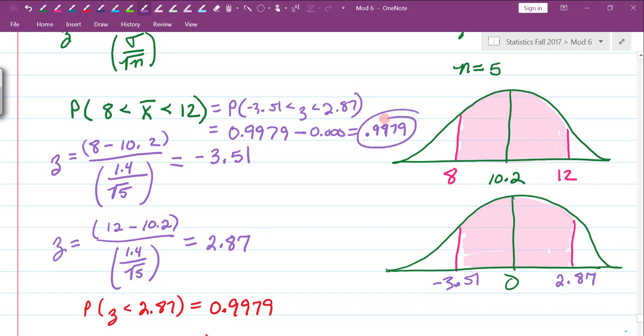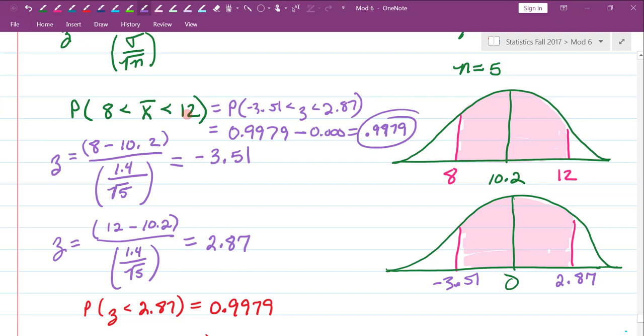Okay, so what is the probability that we catch 5 trouts in this pond, we average the length of the 5 trouts, and we find that the average length of those 5 trouts is between 8 and 12 inches long? The probability of that happening is 0.9979. Very strong probability, right? Almost 100% probability of that event happening.